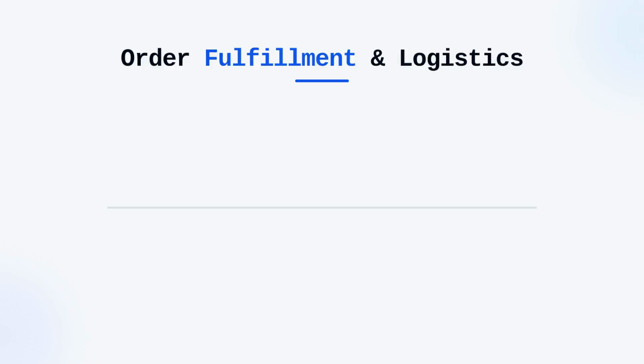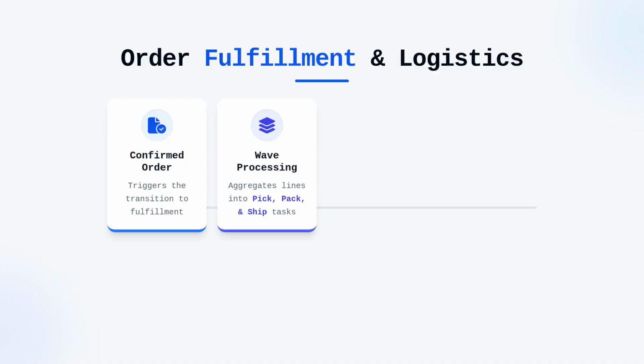Once the sales order is confirmed, the system shifts its focus toward fulfillment, which is where the integration between the sales and warehouse modules becomes critical. The trigger for this transition typically involves wave processing, which aggregates specific order lines into tasks for the warehouse team to pick, pack, and eventually ship.